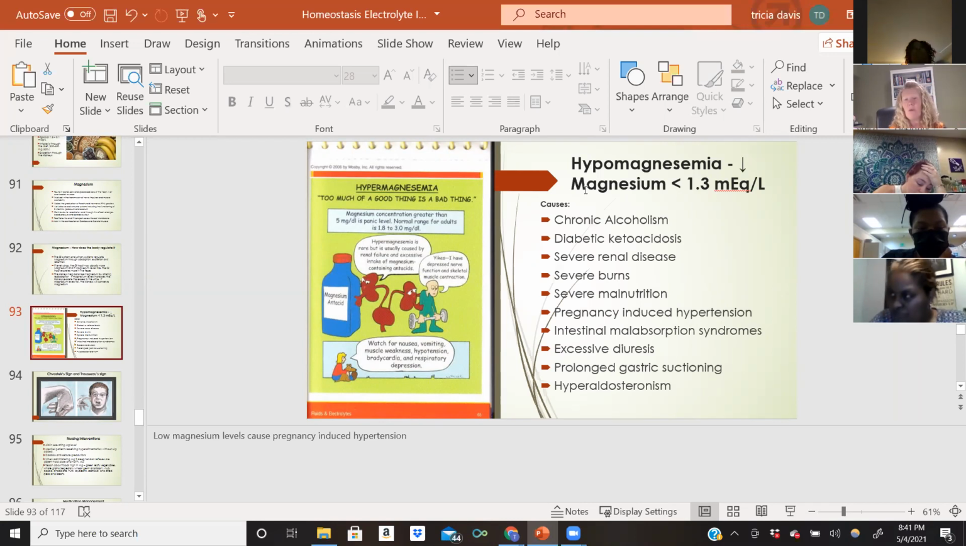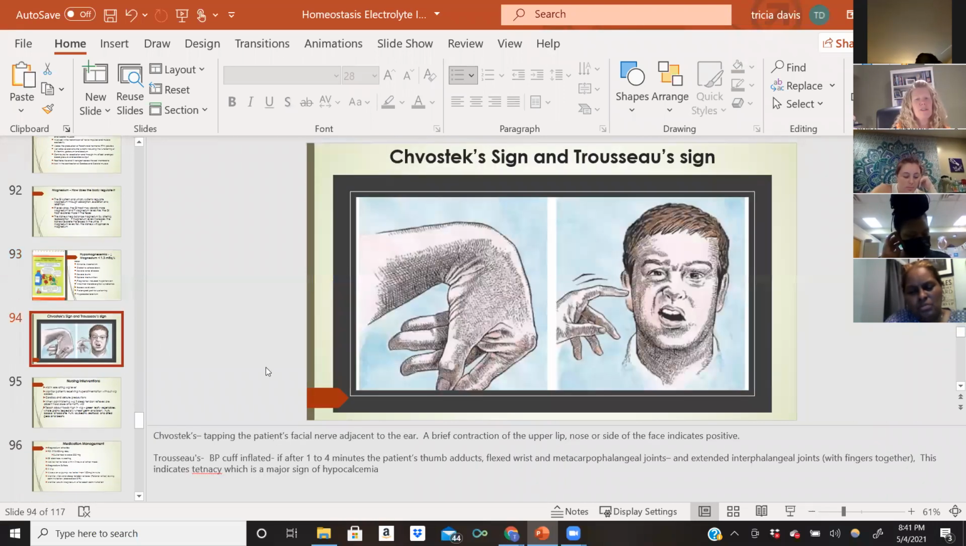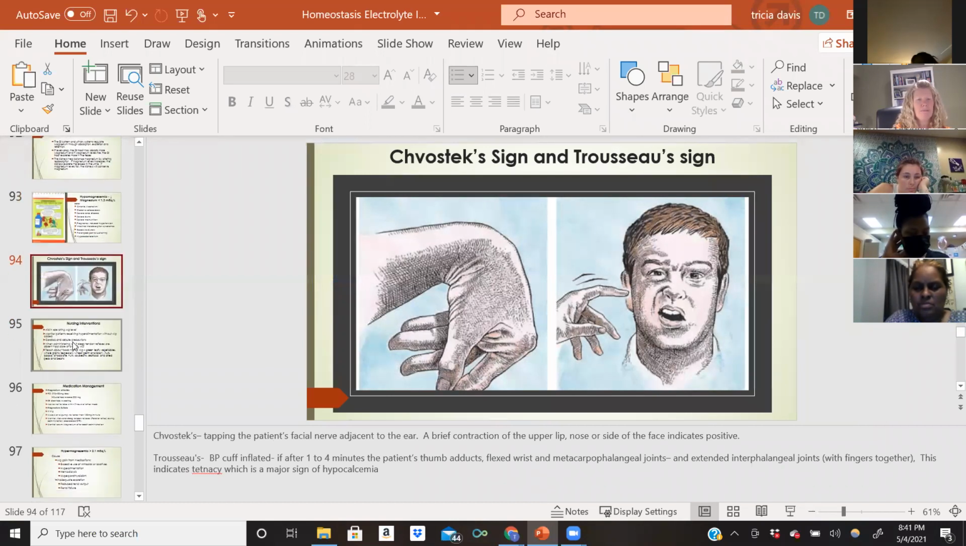Excessive diuresis, so we're treating those congestive heart failure patients, pulling all that fluid off with diuretics, so we're getting rid of our magnesium. Prolonged gastric suctioning, we're pulling all their stomach contents out, so we're getting rid of the magnesium. And then hyperaldosteronism. So you will also see these signs that we talked about earlier also with your magnesium, okay?